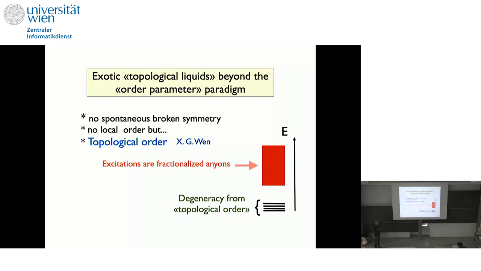But there is a notion of topological order that has been introduced by X.G. Wen that they should exhibit. One simple definition would be that if I look at the many-body spectrum of such a phase, then I expect to see degeneracy from topological order, and the degeneracy in the ground-state manifold would depend on the topology of space. This is really the key feature. And then I should expect to see a gap towards excitations, and these excitations would be fractionalized anyons. So that's really the schematic picture of what we expect.